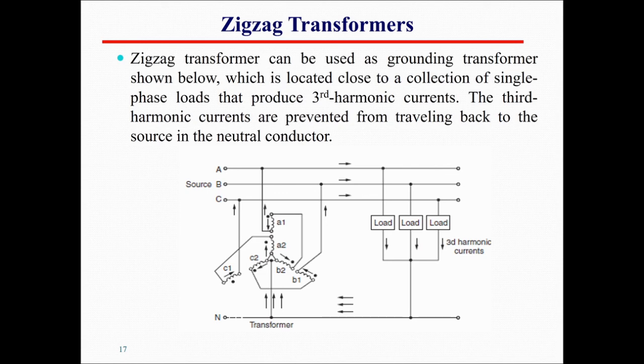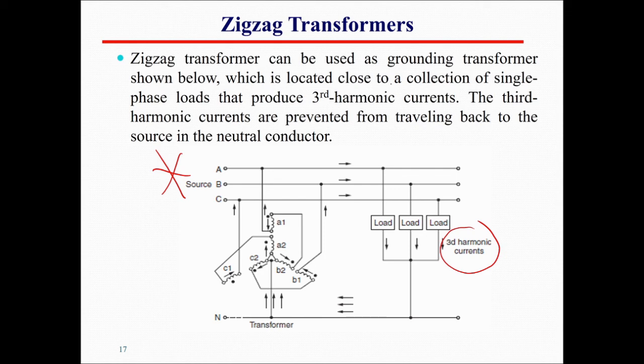So this one over here is a zigzag transformer that is used for grounding. It will trap the third harmonic, the zero sequence harmonic. It will not allow it to go back to the source. It will prevent those harmonics from going back to the source. It will trap them in this loop only.